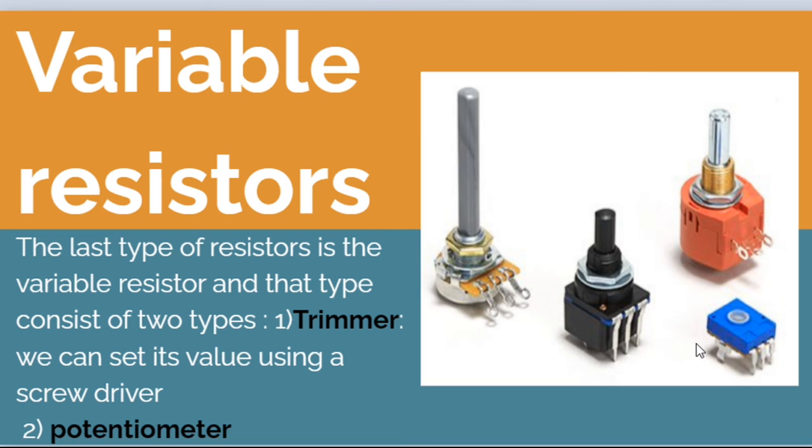The variable resistor is a normal resistor, but we can control or change its value using, for example, a screwdriver in the trimmer type. This type is a resistor that we can set its value using a screwdriver. And the second one is the potentiometer. The potentiometer is a variable resistor whose resistance value we can set using our hands to rotate this pin. Okay, these three are potentiometers, and this is the trimmer.